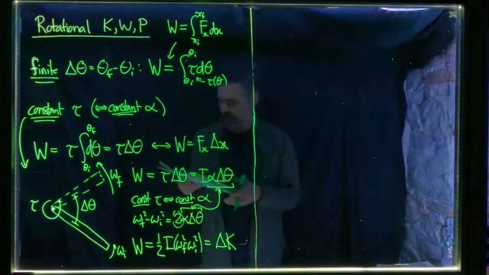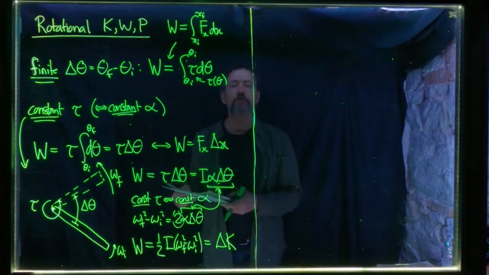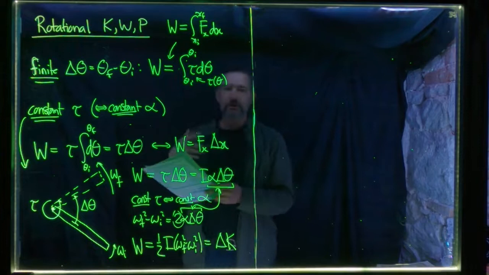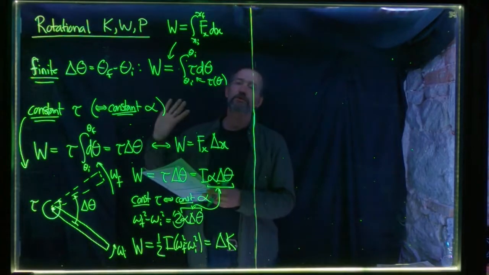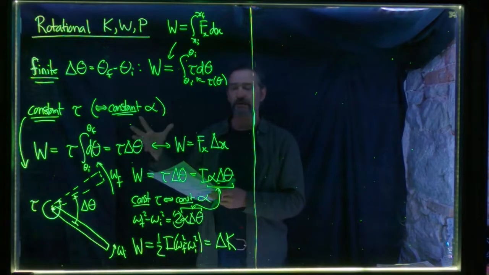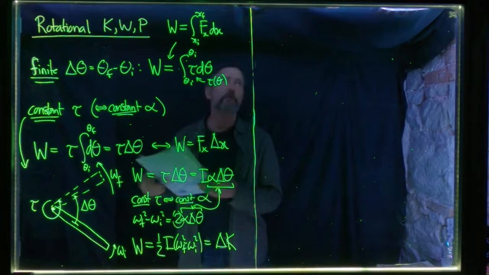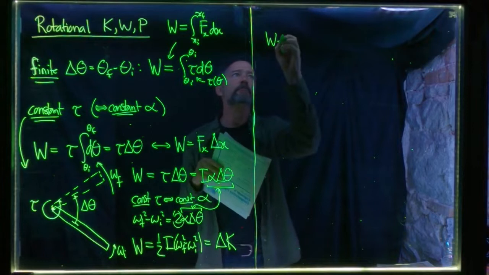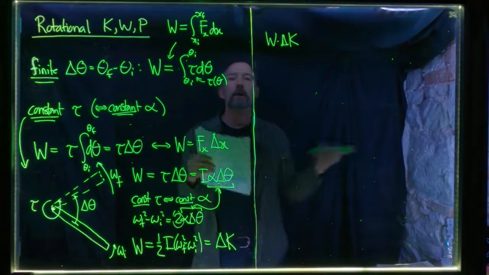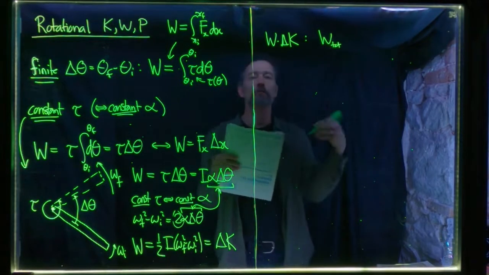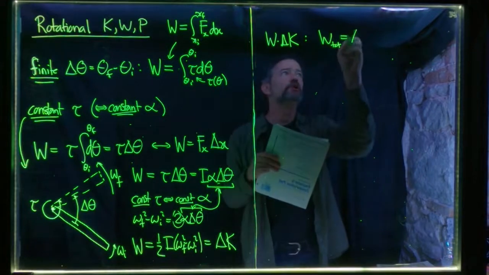Okay, and so what we end up with is a generalization of the work kinetic energy theorem and also the conservation of energy principle, which is just a generalization that now includes kinetic energy associated with objects rotating and work done or energy transferred by torques acting through angular displacements. Okay, so the work kinetic energy theorem, the work delta K theorem, doesn't change at all. It looks the same. So it's the total work done is equal to the change in the kinetic energy.